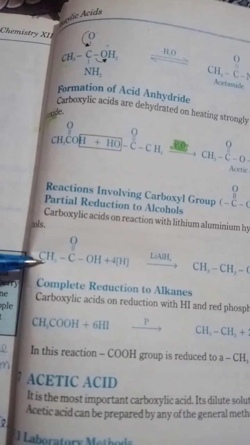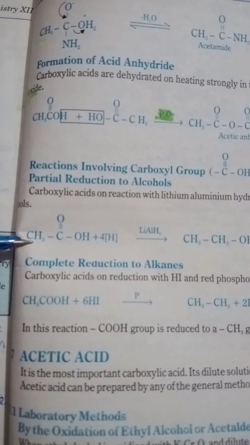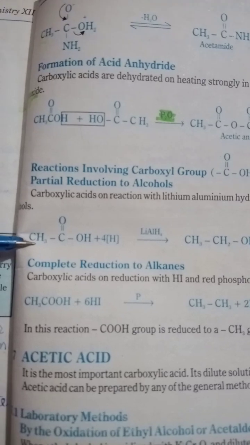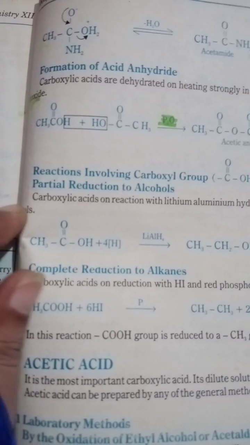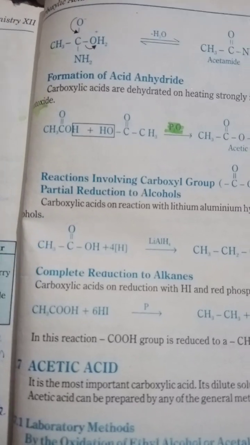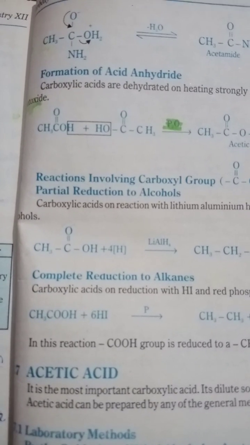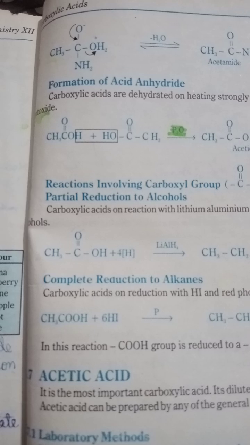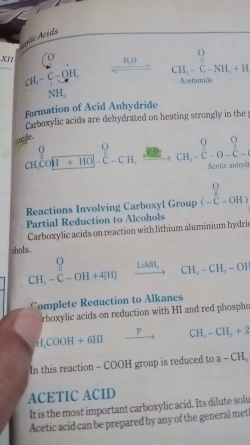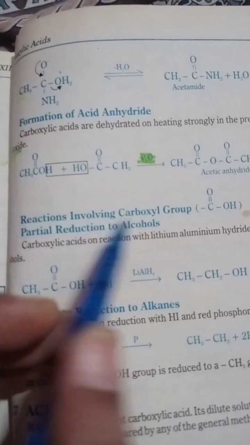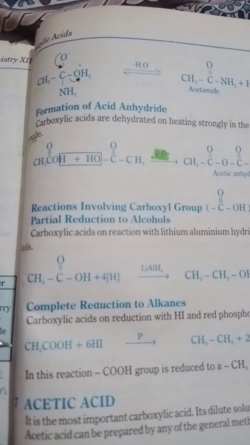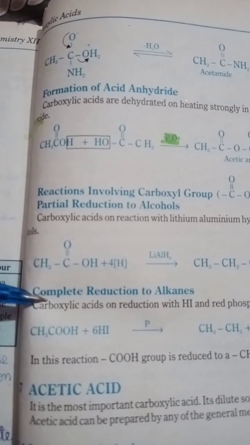And in the next reaction, as you know, we are studying the different types of reactions of carboxylic acid. Therefore, this is the third type of reaction in which the carbonyl compound will be involved. And these are the two types of reaction in which the carboxyl group will be involved: the partial reduction to alcohol and the complete reduction to alkanes.